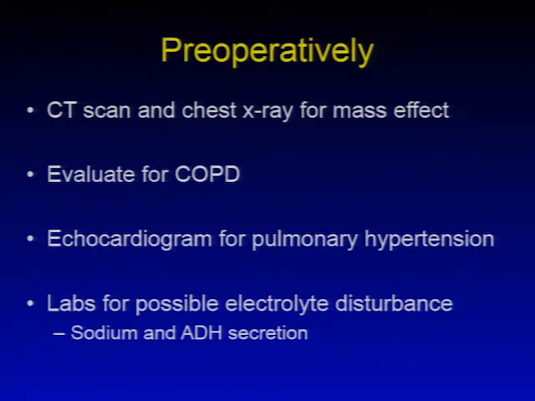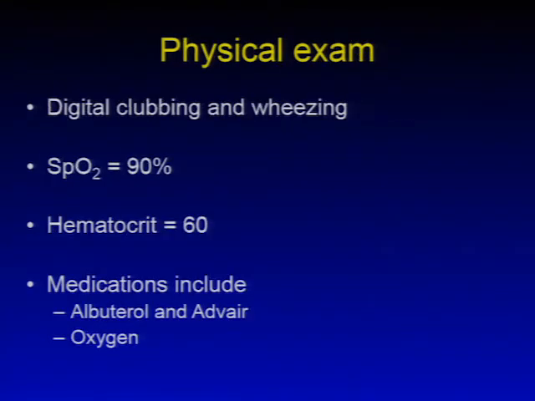Furthermore, we should also do a CT scan, and we also saw the digital clubbing for this patient and wheezing, which indicate that the patient has been hypoxic for a specific period of time, especially if he has a hematocrit of 60 and a saturation of 90%. This could lead the reader or the examinee or the individual taking care of the patient to believe that the patient is generally hypoxic or hypoxemic.